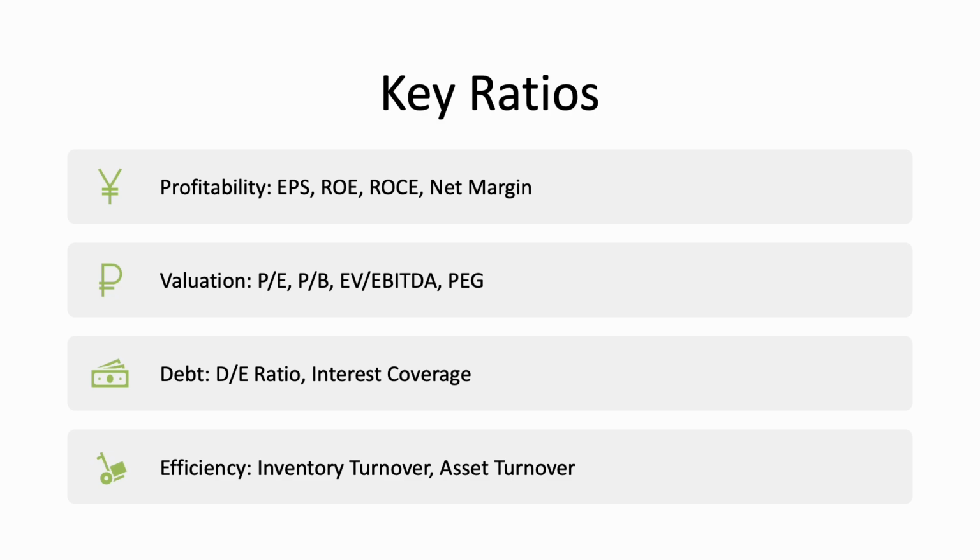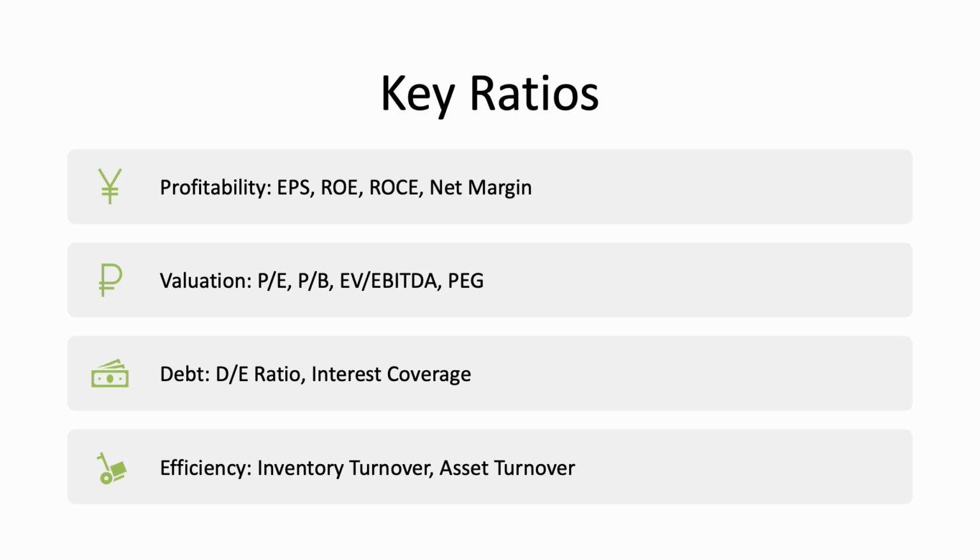Lower PE means cheaper valuation, but be careful. A high growth company can justify a high PE. Example: Infosys traded at around 25x earnings, while some PSU banks may trade at 8x. That doesn't mean PSU banks are better, because growth prospects differ.